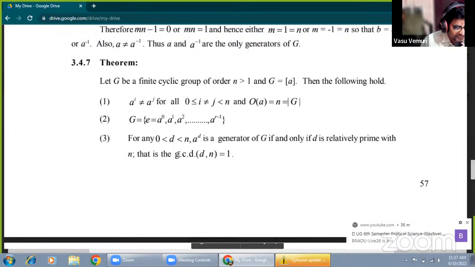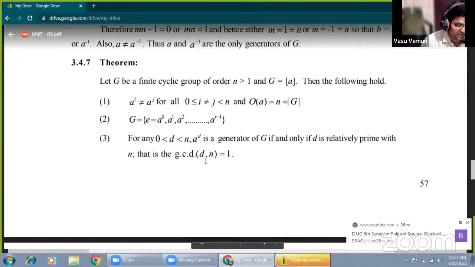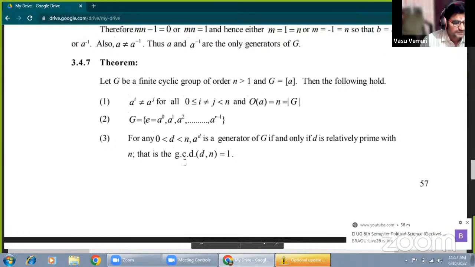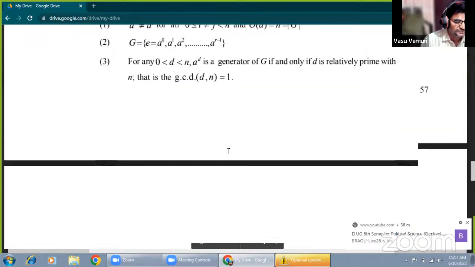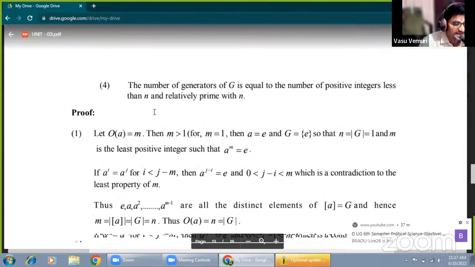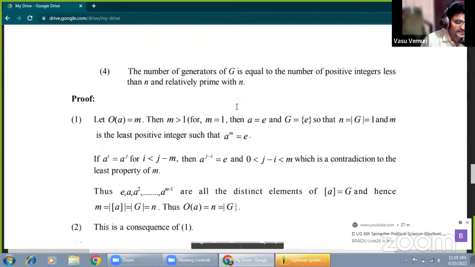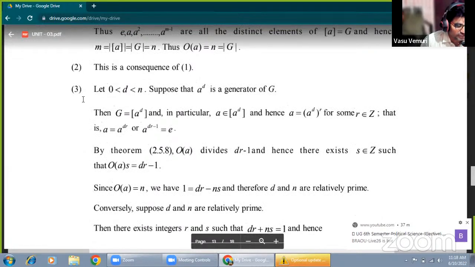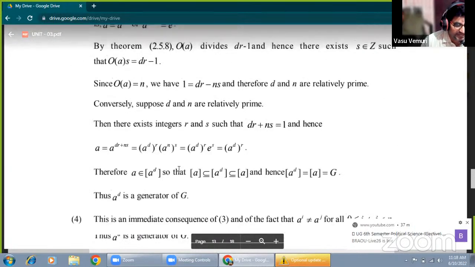First of all, you have to take capital G equal to generated by a power d, G being a finite cyclic group. To do that, d is relatively prime, with the greatest common divisor of d and n equal to 1. And the converse part is, when the greatest common divisor of d and n equal to 1, to prove that a power d is a generator of G. This is the third proof. The fourth one is that the number of generators of a cyclic group must be equal to the number of positive integers less than n and relatively prime with n. There are two proofs here. The third proof is also one of the important ones in the final examination.